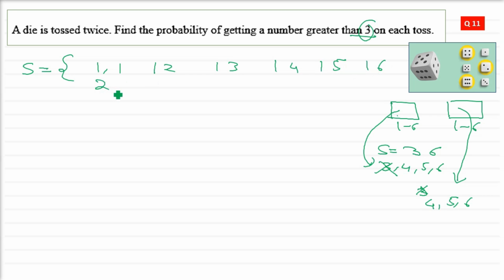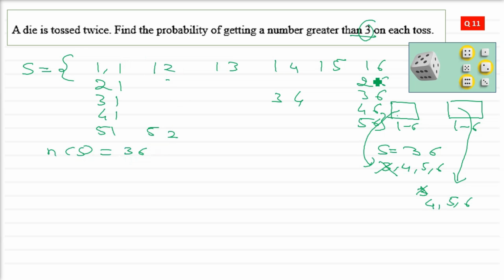So 1,1, 1,2, 1,3, 1,4, 1,5, 1,6. Similarly, 2,1 to 2,6, 3,1 to 3,6, 4,1 to 4,6, 5,1 to 5,6, and then 6,1 to 6,6. Now you can write it like this. See, write just 1 in the first row, 2 in the second row, like this till 6 in the last row. Then just put 1 in the first column for the second die, 2 in the second column, 3 in the third column, likewise 6 in the sixth column.